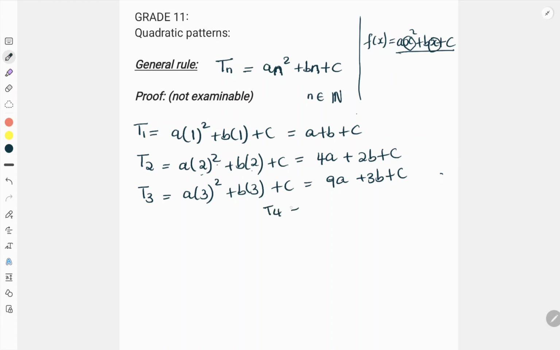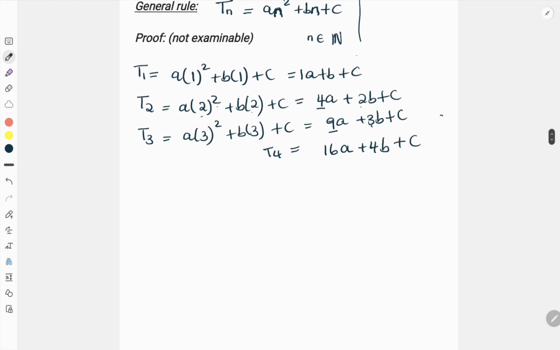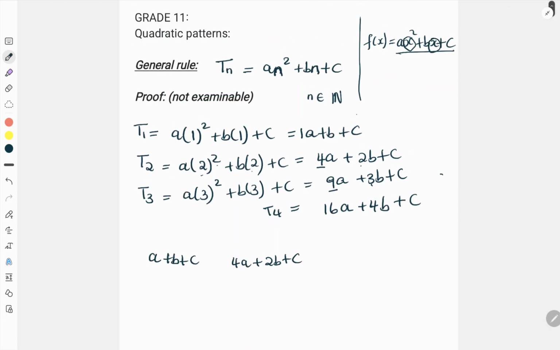Of course, term number 4 will be, can you see the pattern? 1, 4, 9. It will be 16a. 1, 2, 3, plus 4b, then the c will remain c. Just like that. So let me just show you the differences. First term is a plus b plus c. The second term will be 4a plus 2b plus c. The third term will be 9a plus 3b plus c. Then the last term 16a plus 4b plus c.